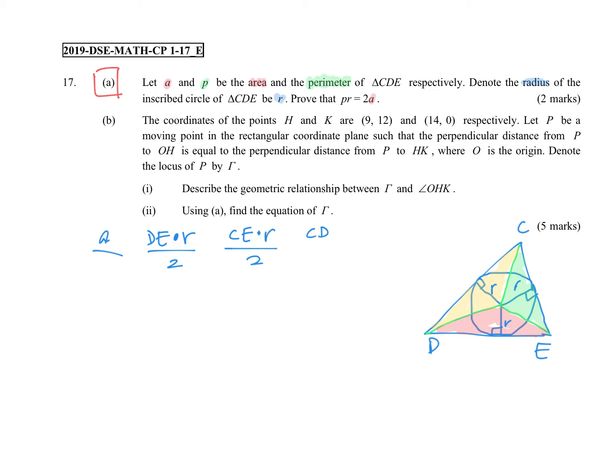And then similarly, and then sum them up will be equal to the area, and that will be A. Then we try to take out the common factor R and multiply both sides by 2. We get R times the sum of the 3 sides of the triangle, so that would be the perimeter, and that's why we have PR equals 2A. Multiply both sides by 2. So that's why we can prove like this. Okay, so that's all for part A.